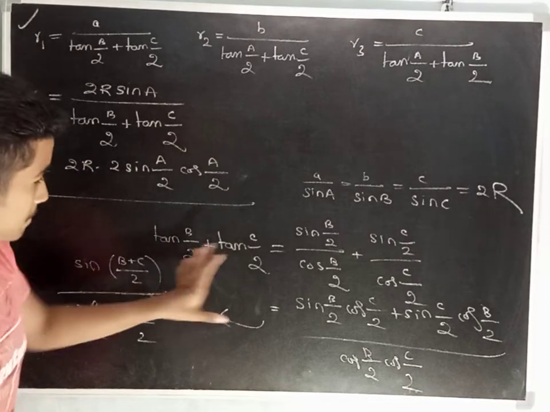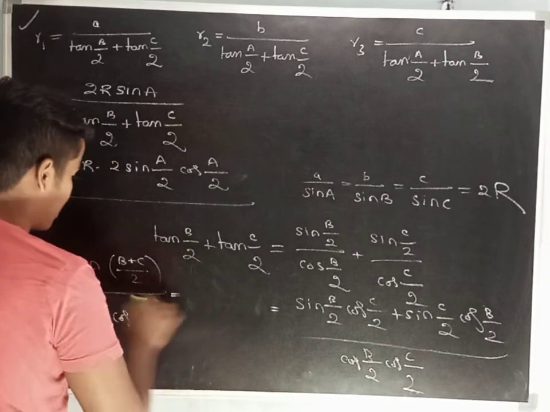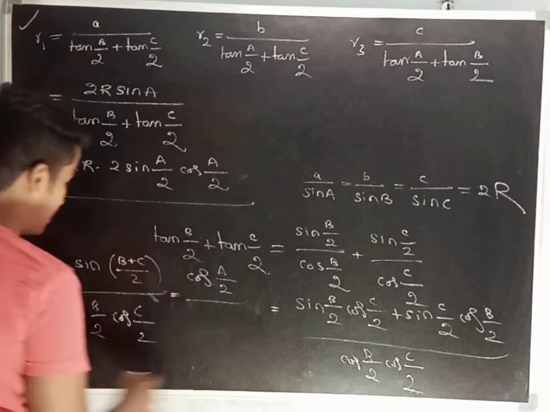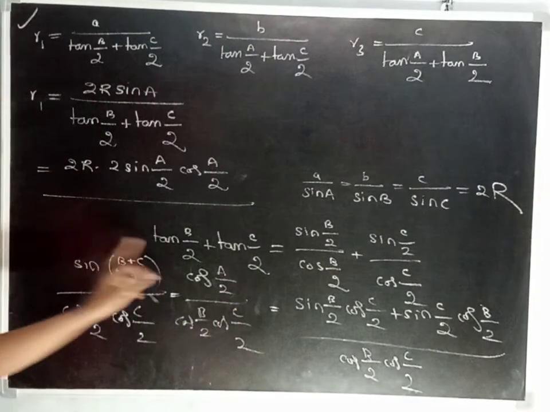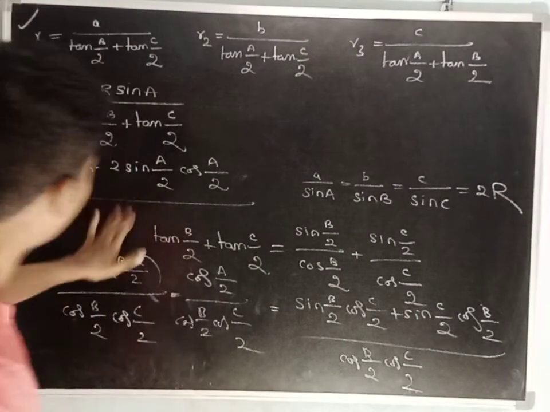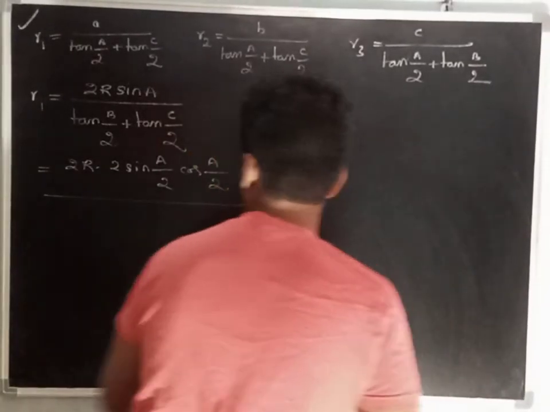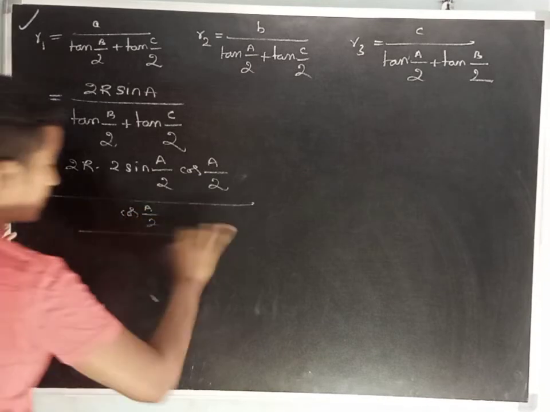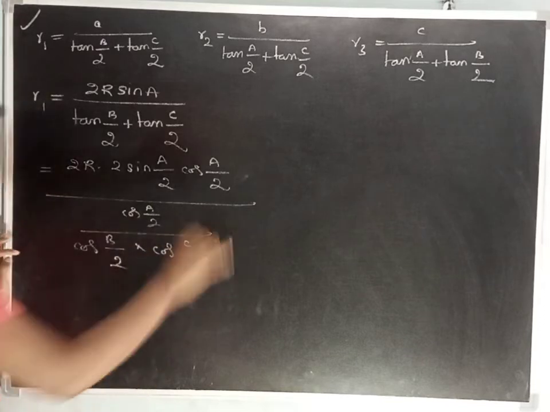So tan B by 2 plus tan C by 2 is nothing but sine of B plus C by 2, which is nothing but cos A by 2 by cos B by 2 into cos C by 2. Let me put this value under the denominator: cos A by 2 by cos B by 2 into cos C by 2.